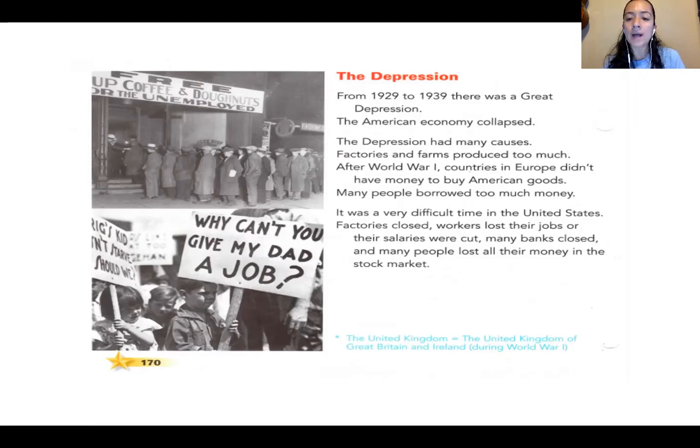After World War I, countries in Europe didn't have money to buy American goods. Many people borrowed too much money. It was a very difficult time in the United States. Factories closed, workers lost their jobs, or their salaries were cut, many banks closed, and many people lost all their money in the stock market.